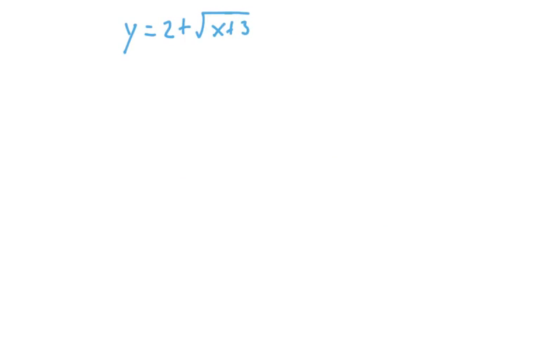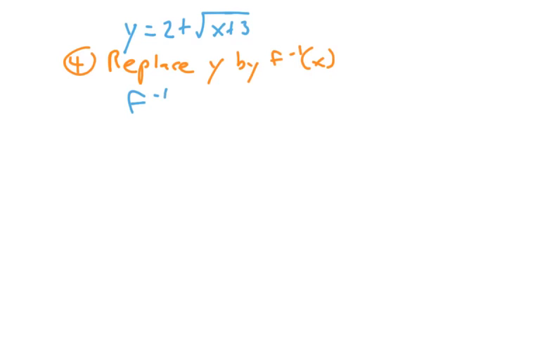All right, do you remember step 4? Step 4, very simply, is replace y by f inverse of x to get us back in function notation, and that is nothing more than this. All right, that was fun.